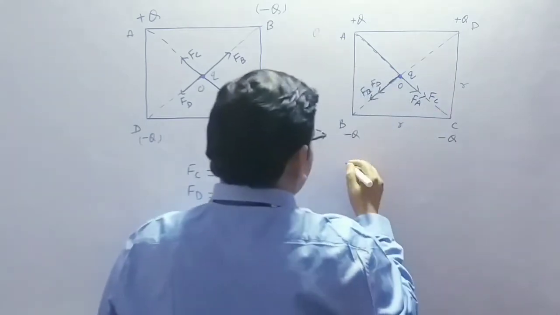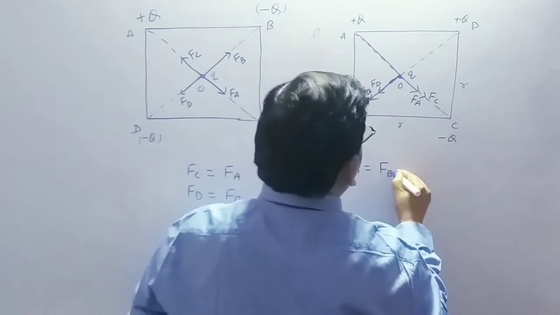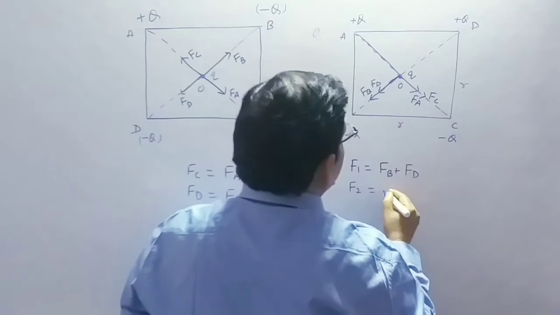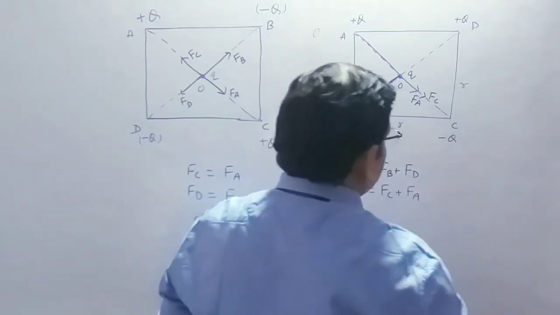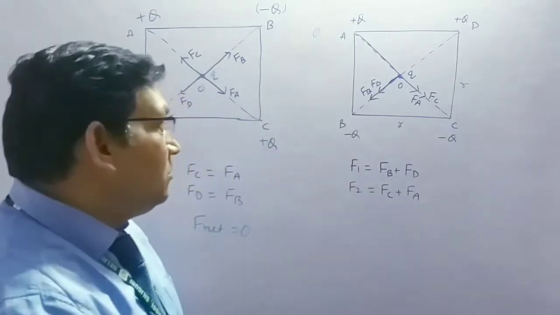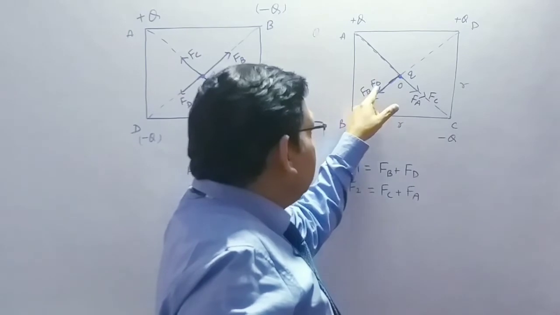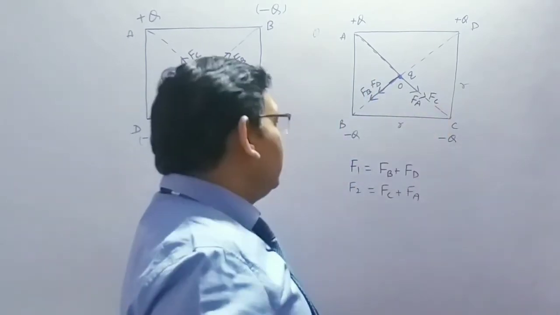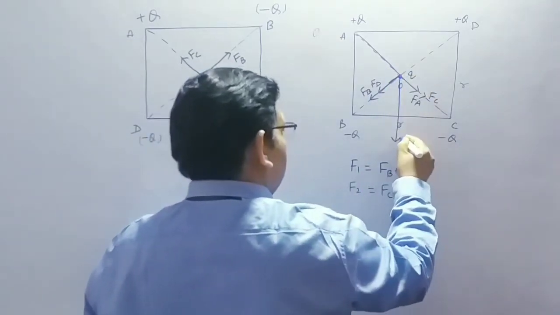So now we have two forces. F1, which is the sum of force B and force D. Another force is F2, which is force C plus force A. So the resultant force of B and D, and the resultant force of C and A would be now in this direction. Got it?